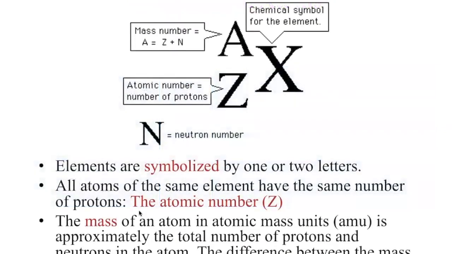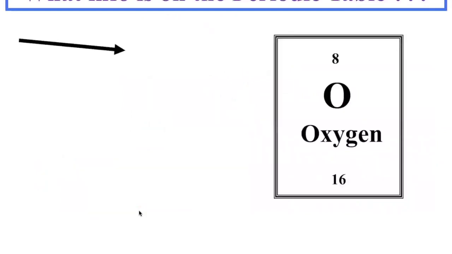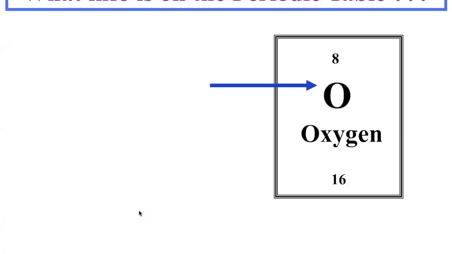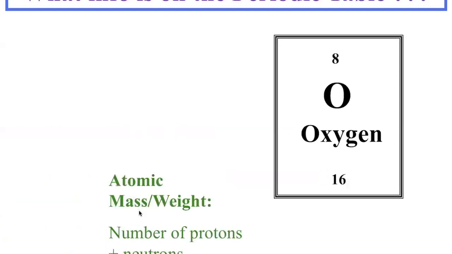Here is how we symbolize. This is the chemical symbol, which is going to be one letter or two letters. The mass number is the atomic number plus the neutrons. Here we have oxygen, number 8. That's how many protons, right? Or the atomic number. O is the symbol, capital letter. Oxygen is the name. 16 is the atomic mass, which is the number of protons plus the number of neutrons.